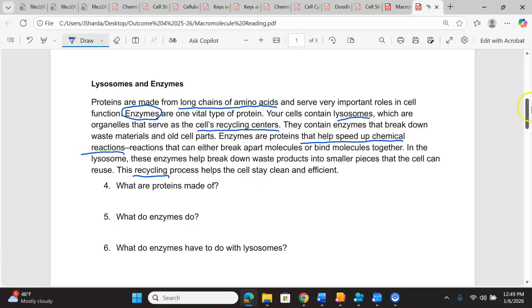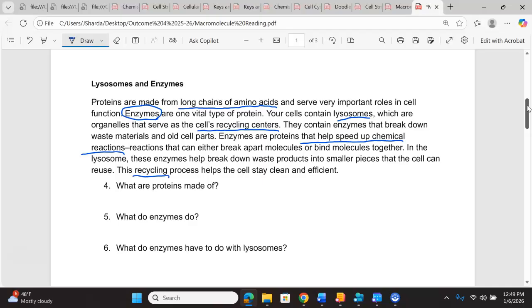All right, question number 4. What are proteins made of? Okay, we underlined this above. What are the building blocks of proteins? Okay, what do you string together to make those? And number 5, what do enzymes do? See if you can find some answers in that paragraph up above. And number 6, what do enzymes have to do with lysosomes?